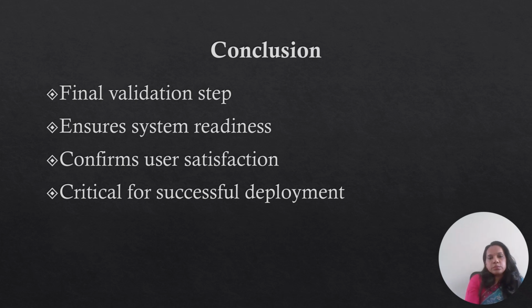Conclusion. When coming to the conclusion, we know that UAT is a very important phase because it ensures that the system is ready for the users, and it acts as a final validation step before deployment. Okay, so it's a final validation step, ensures system readiness, confirms user satisfaction, and is critical for successful deployment.